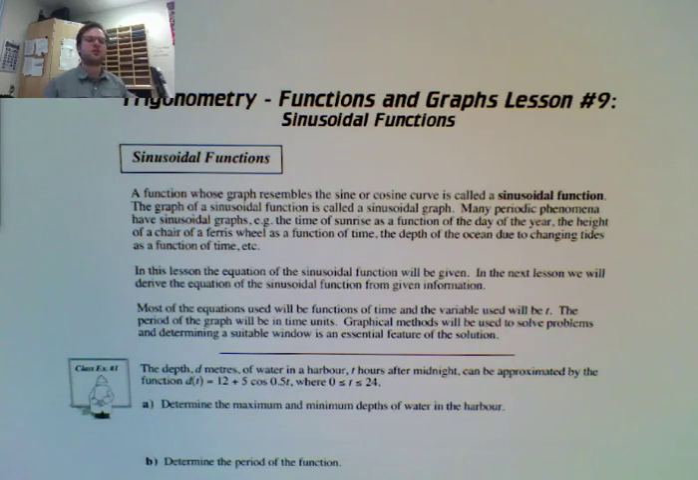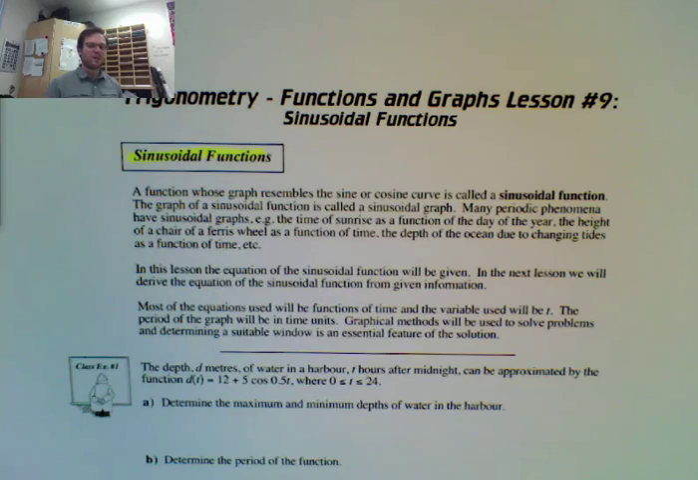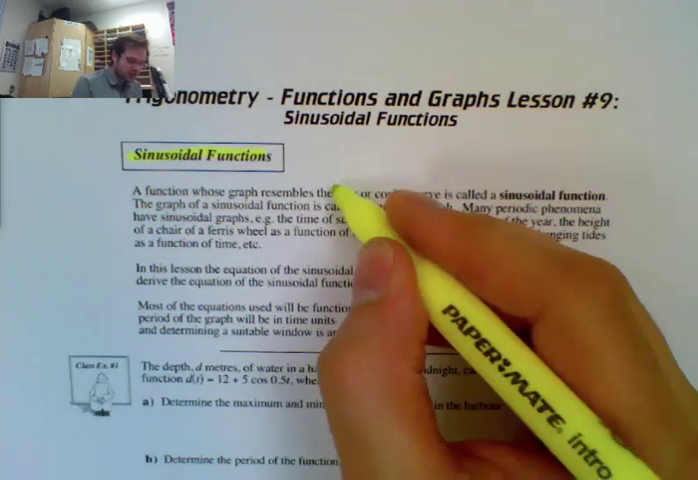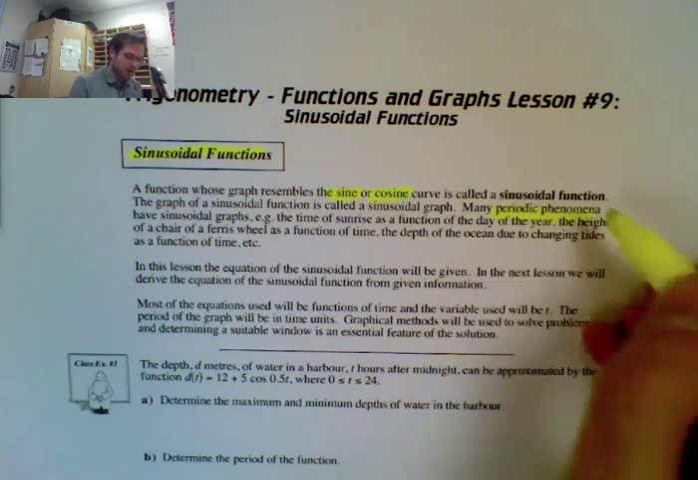Welcome back, Math 30-1. Today we are looking at sinusoidal functions. Now, what is a sinusoidal function? A sinusoidal function is just a graph that resembles a sine or cosine curve. Okay? And it is something that occurs in nature. It's a phenomenon that occurs in nature in periodic ways.